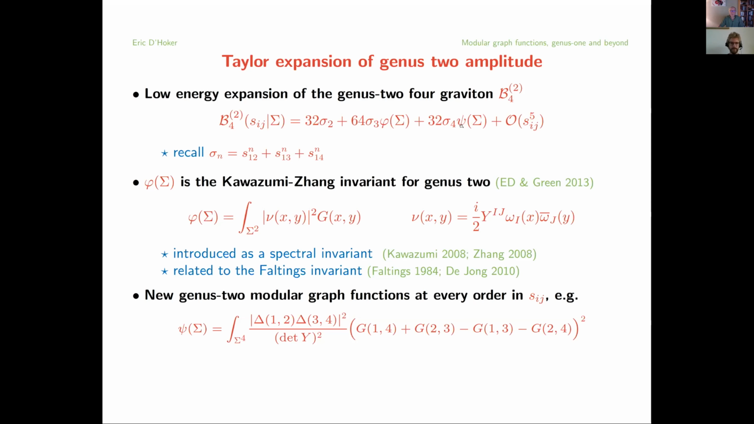So what is the next order? Well, the next order you can write down, and it's given by this expression, which is of course more complicated, involves now 2 powers of the Green's function, and so on and so forth. So actually, to every order in the power expansion, you find a new genus 2, in this case, modular graph function.